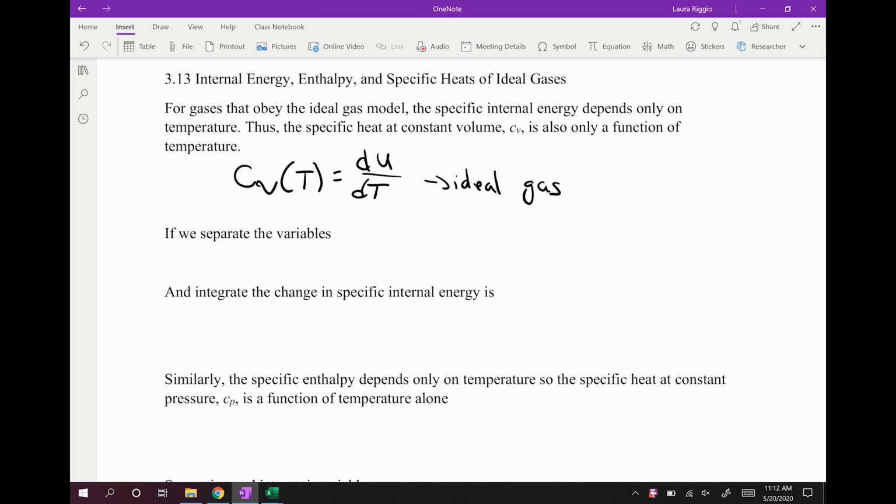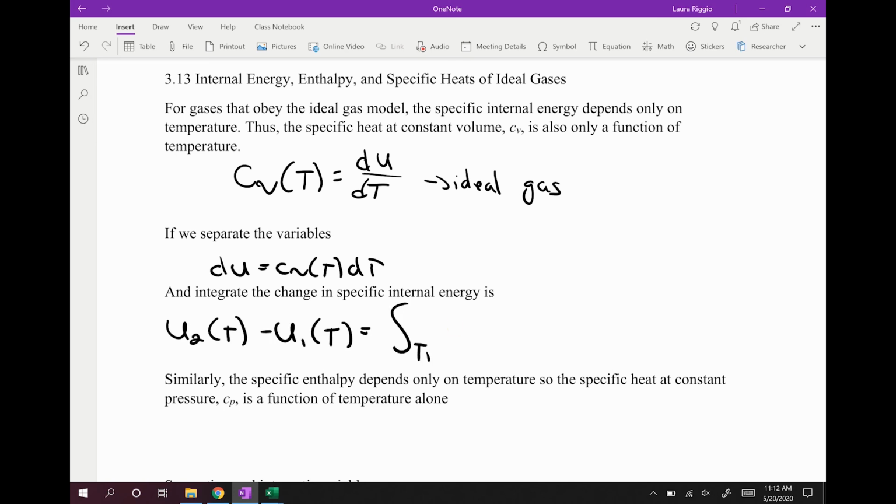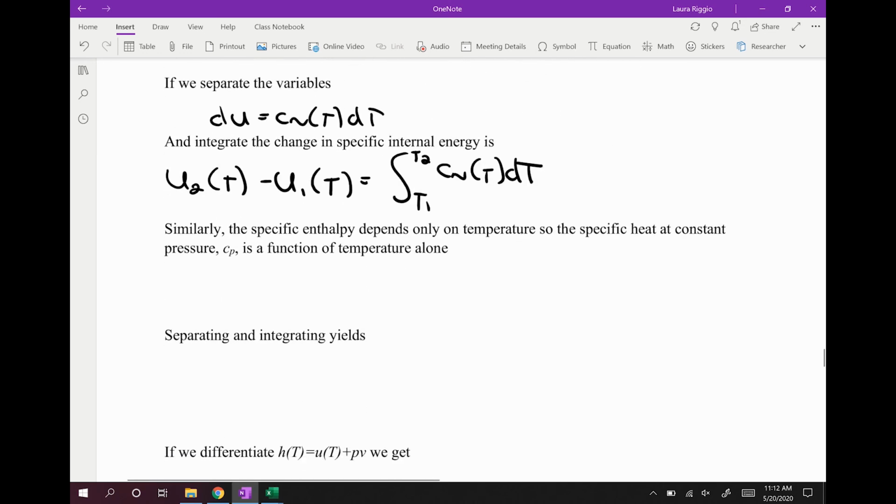It's very similar to the equation for an incompressible substance. If I were to separate my variables and integrate, I would get that U2 minus U1 is equal to the integral from T1 to T2 of Cv of T dT.